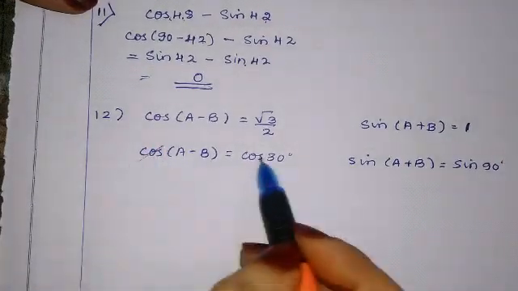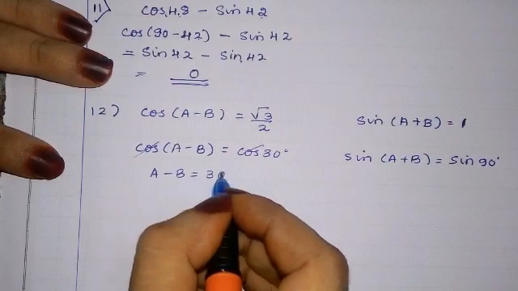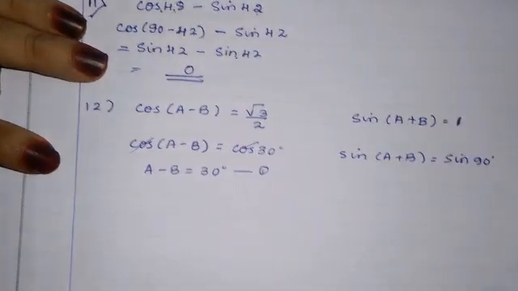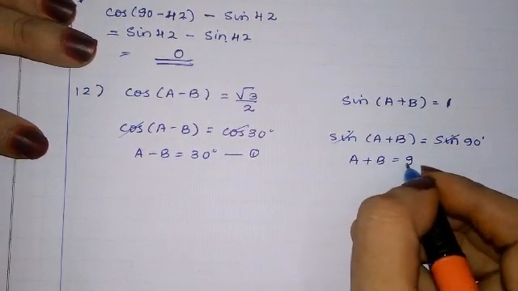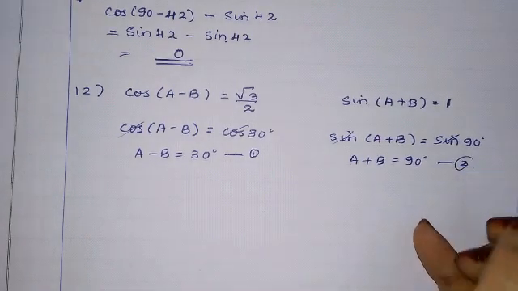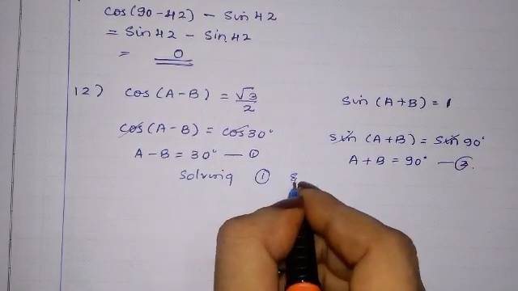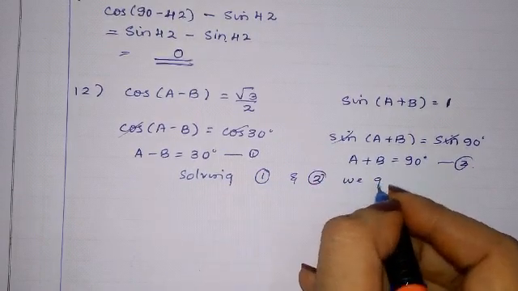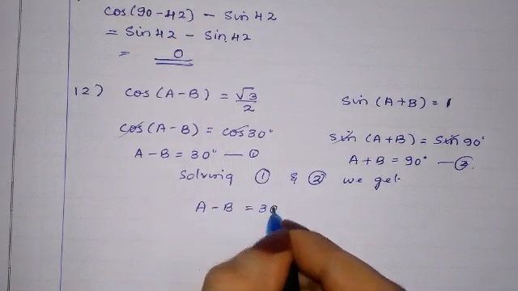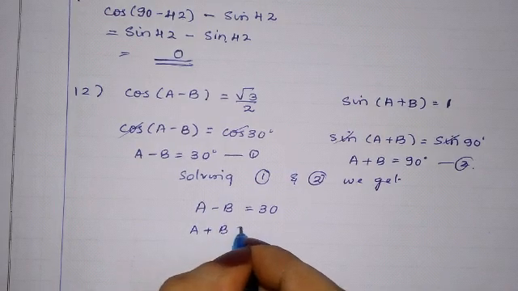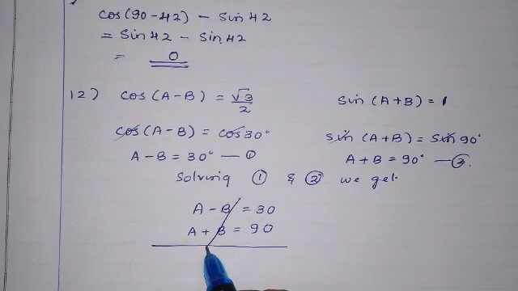Now on both sides, let us remove cos and sin. And A minus B is equal to 30 degrees. We'll keep this as equation 1. Here sin we will leave. A plus B is equal to 90 degrees. This is equation 2. Solving 1 and 2 we get: A minus B is equal to 30 degrees, A plus B is equal to 90 degrees. Now we know that the minus B and plus B get cancelled.